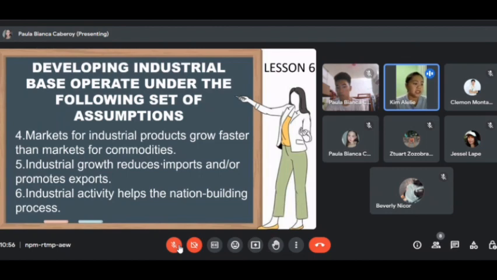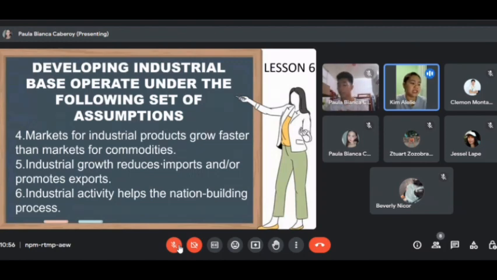Fifth is industrial growth reduces imports and or promotes exports. This means that when a country's industrial sectors expand and become more productive, it tends to import fewer goods from other countries while increasing its export of domestically produced goods.